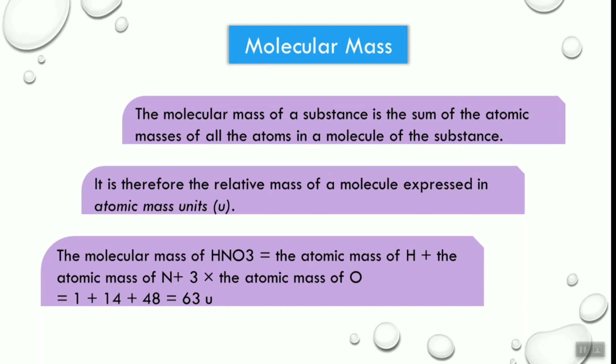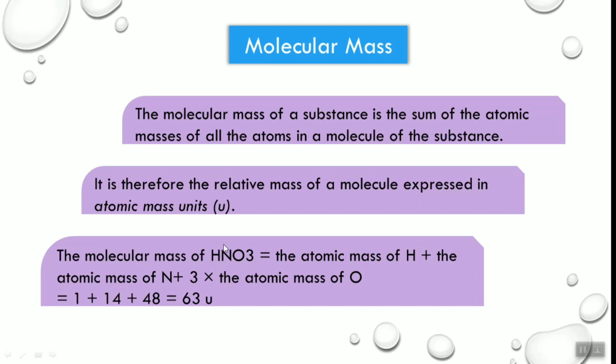The molecular mass of HNO3, that is nitric acid. So how can we calculate? What is the definition of molecular mass? The molecular mass of the molecule is the addition or the sum of atomic masses of all the atoms which are present in that molecule. So here we are seeing the example of HNO3. Here how many atoms are there? There are 5 atoms: 3 atoms of oxygen, 1 atom of nitrogen and 1 atom of hydrogen.